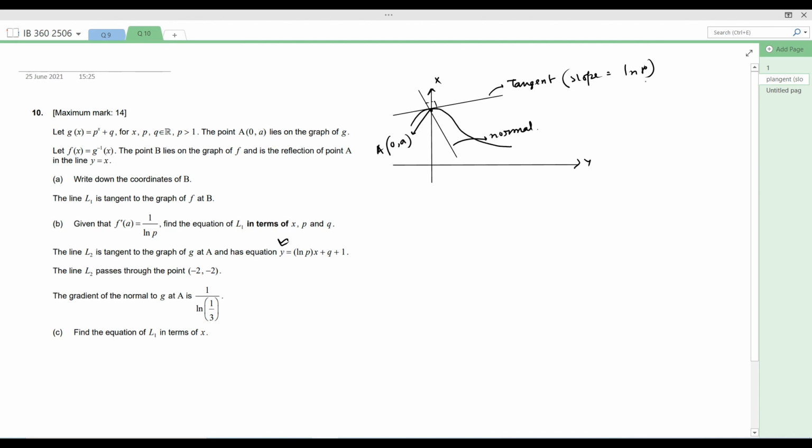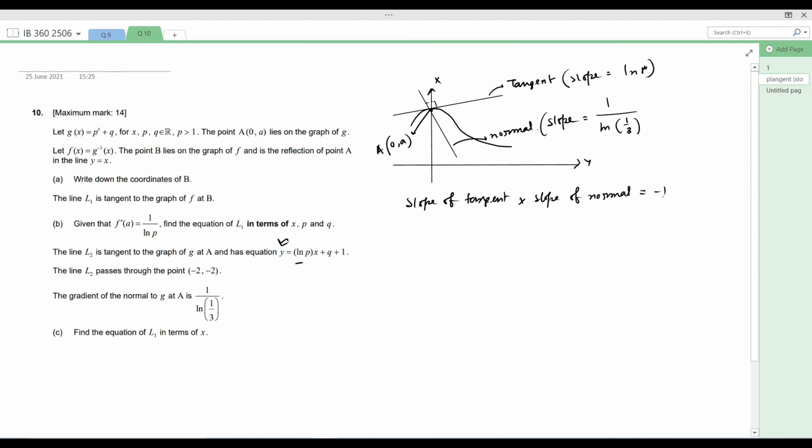For the normal line, the slope is also given: 1 by ln 1 by 3. Since the tangent line and normal line are perpendicular to each other, the multiplication of their slopes will be minus 1. So slope of tangent into slope of normal is equal to minus 1.